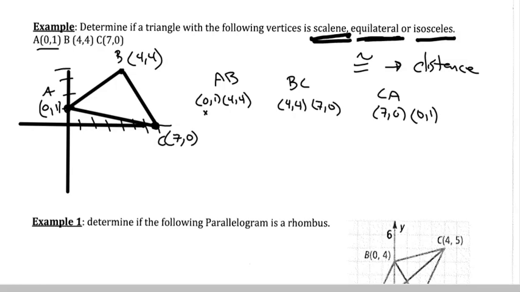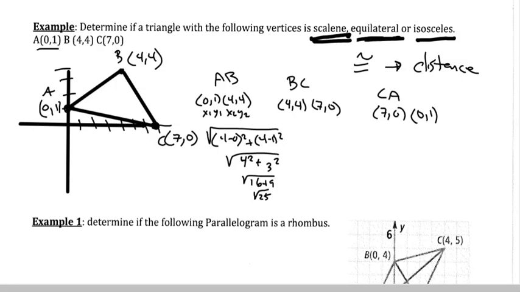That's not that fun. x1, y1, x2, y2. Let's figure out what the distance is here. Square root of 4 minus 0 squared plus 4 minus 1 squared. Square root of 4 squared plus 3 squared. Square root of 16 plus 9. Square root of 25. This side length right here is a length of 5.